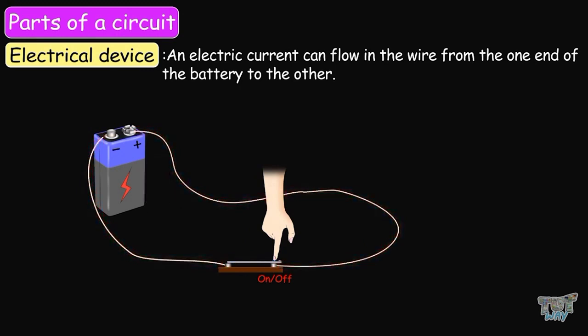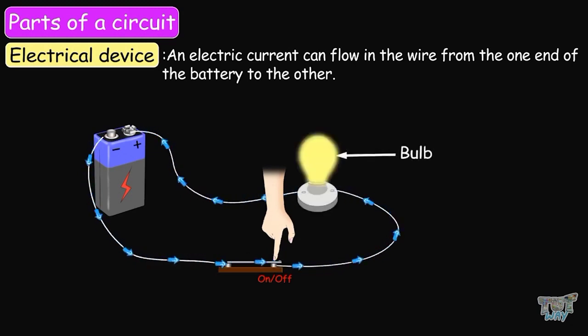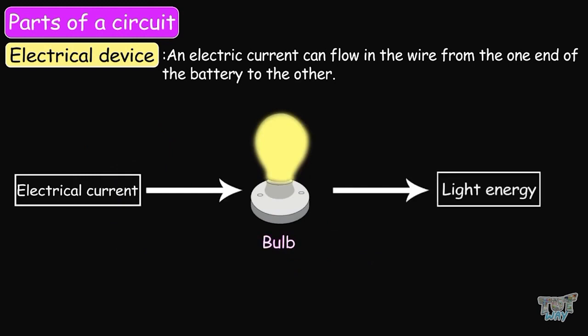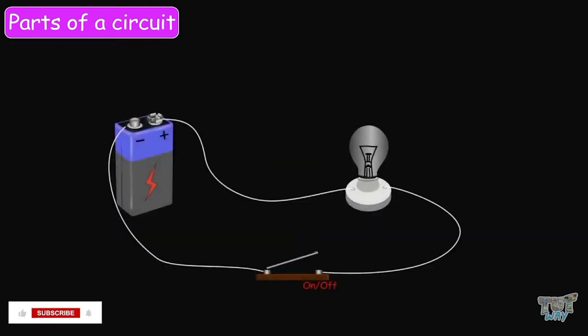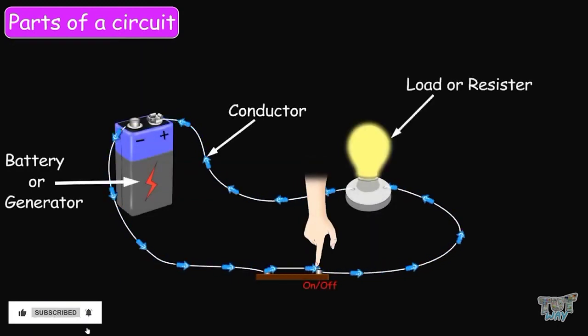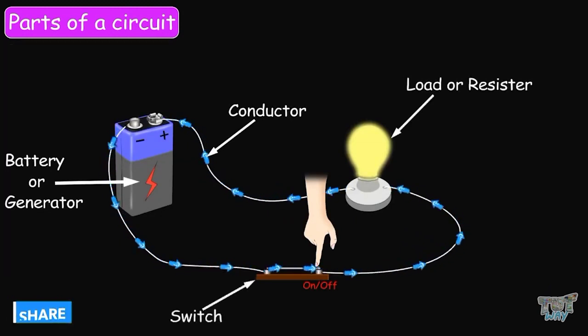To do something useful with the electric current, we need to put an electrical component in the circuit, such as a bulb that can use the electrical current to make it glow. And this electrical device converts the electrical current into another form of energy. The light bulb converts the electrical current into light energy. So we have learned about three parts of the circuit. That is, the battery, conductor, and the load. The fourth part of the circuit can be the switch.